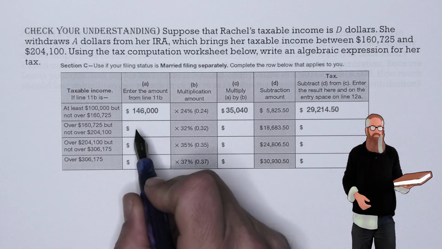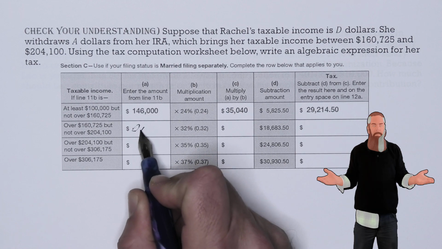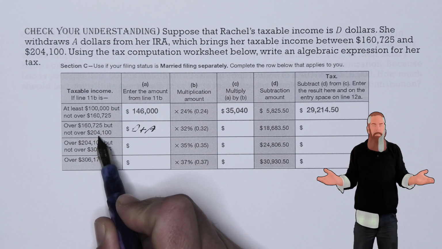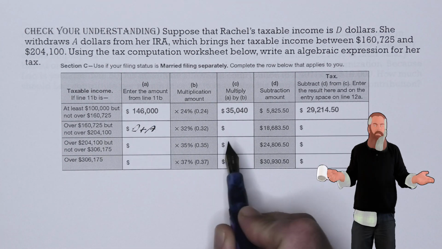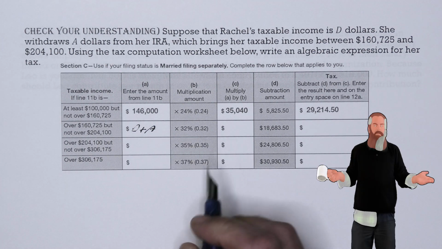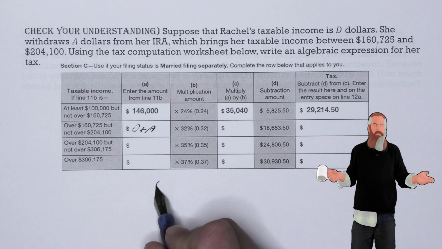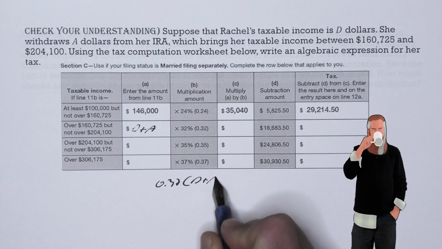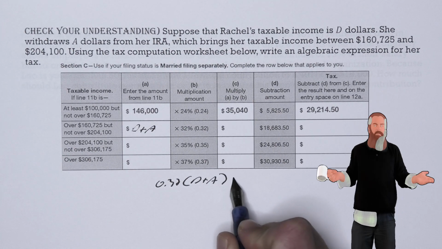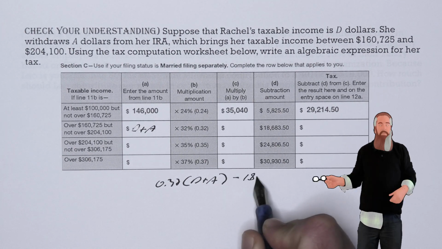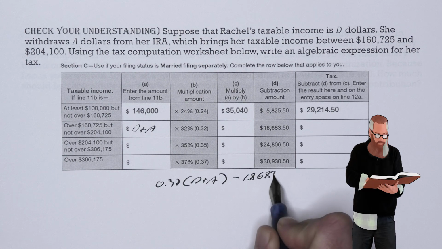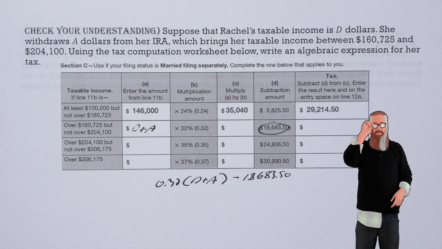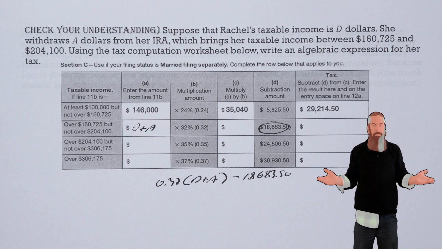We know that her amount of income is going to be D plus A, and that she earns over $160,725, but less than $204,100. She's going to be paying 32% tax on this, which means she's going to be paying 0.32 times (D plus A) minus $18,683.50, because this is a subtract amount in column D.